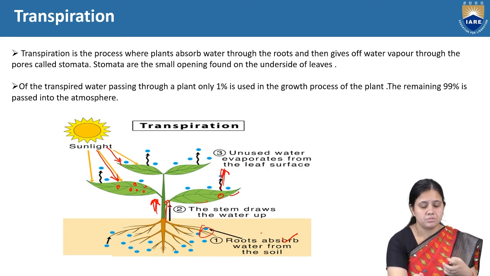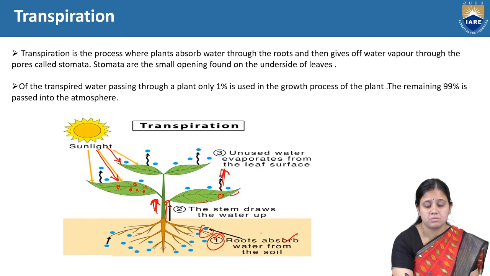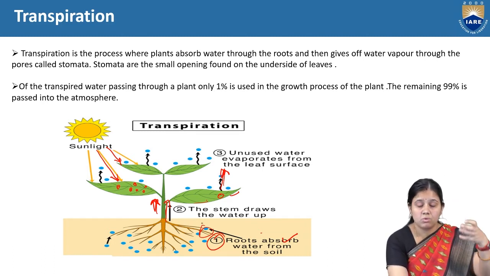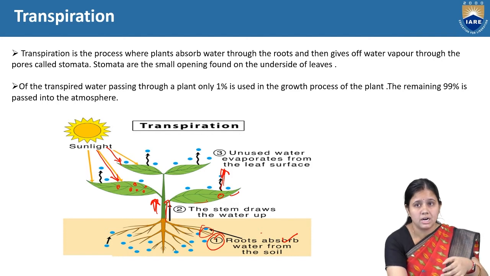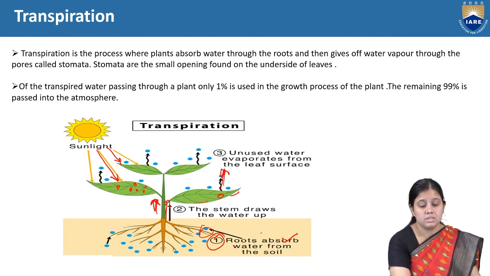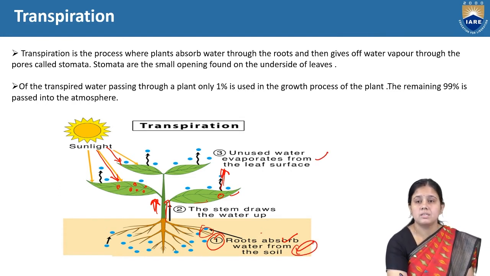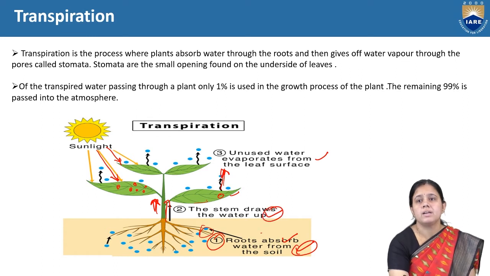First is the absorption by the root. Second, the stem draws this water to above ground. Third, the unused water evaporates from the leaf surface. This is the main basic step of transpiration. First, water is absorbed by the root. Second, it goes up, and then it is evaporated back into the atmosphere.